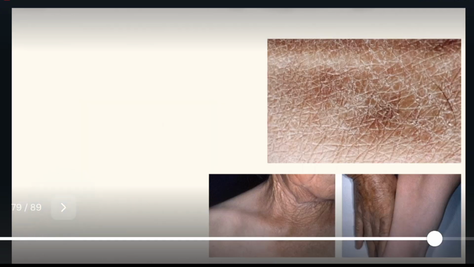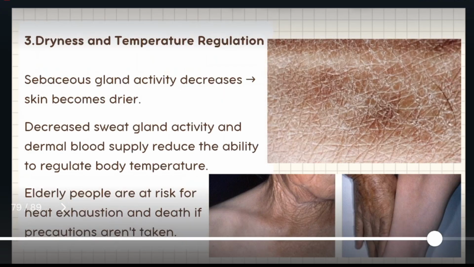Next, we have dryness and temperature regulation. Older adults often have dry skin because their oil glands slow down. They also sweat less and have less blood flow in their skin, which makes it harder for them to cool down. That's why during hot days, elderly people are at high risk for heat exhaustion and death if precautions aren't taken.